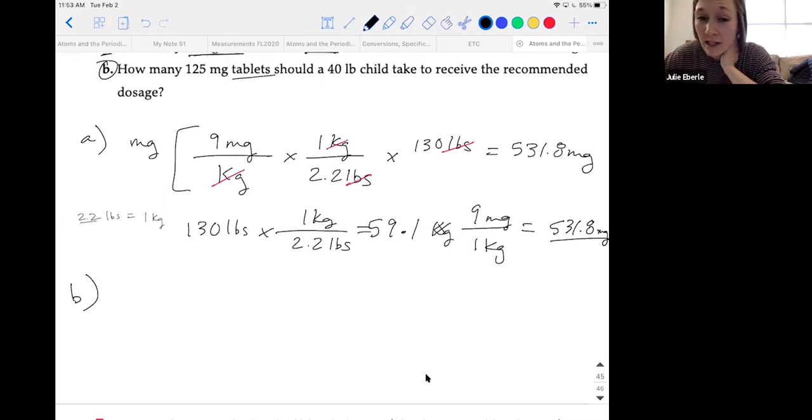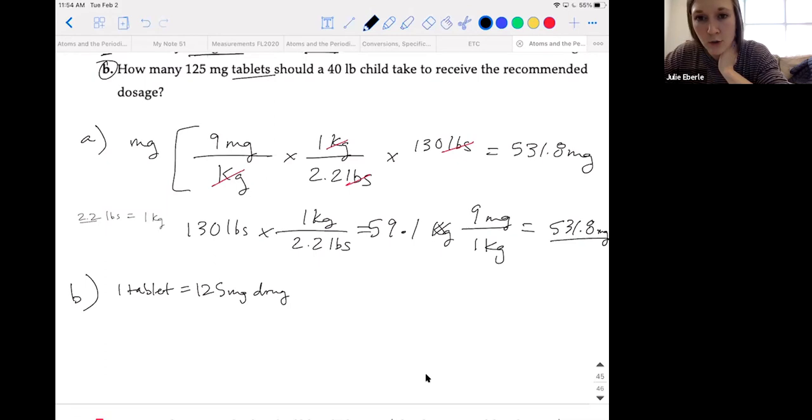tablets. Now there's a relationship given to you here. Each tablet is 125 milligrams. Okay, so we can actually write that out. One tablet is 125 milligrams of drug. But you want to know how many tablets does the child need to take. So that's kind of the unit there.